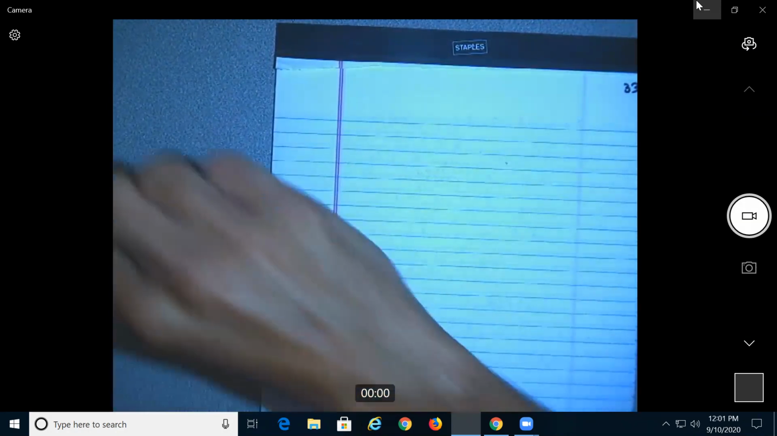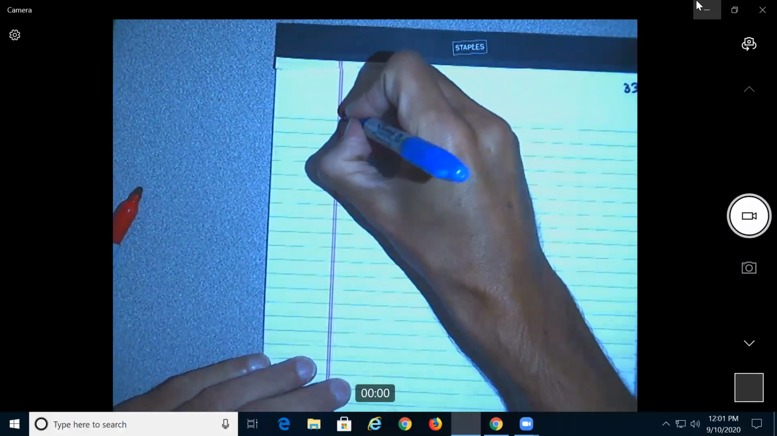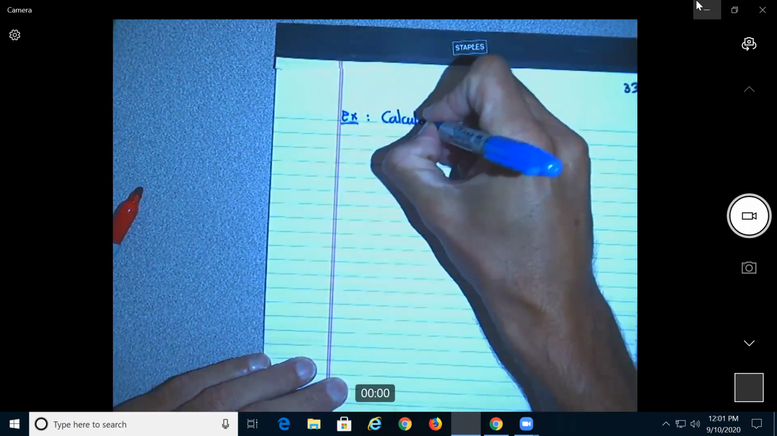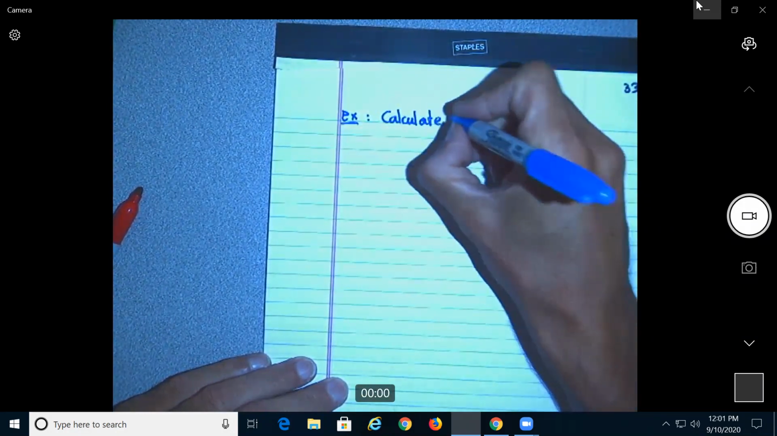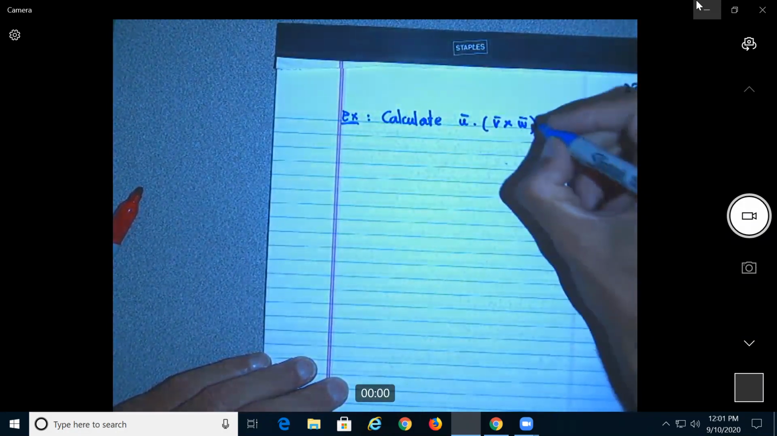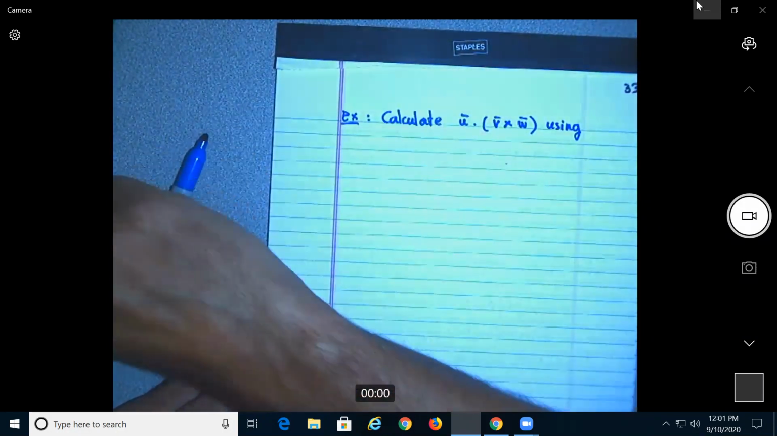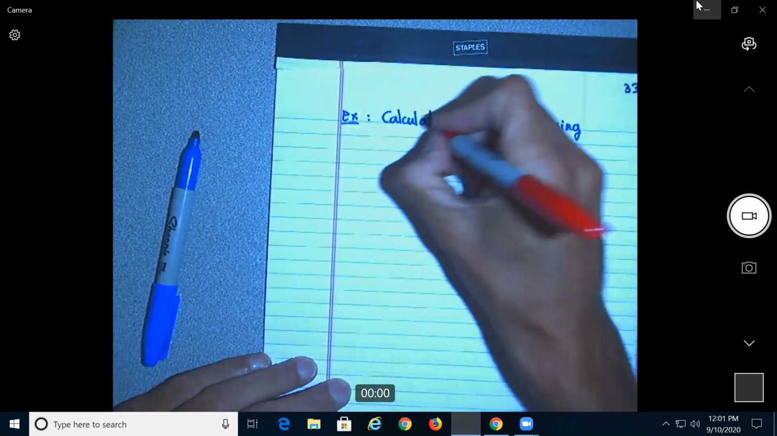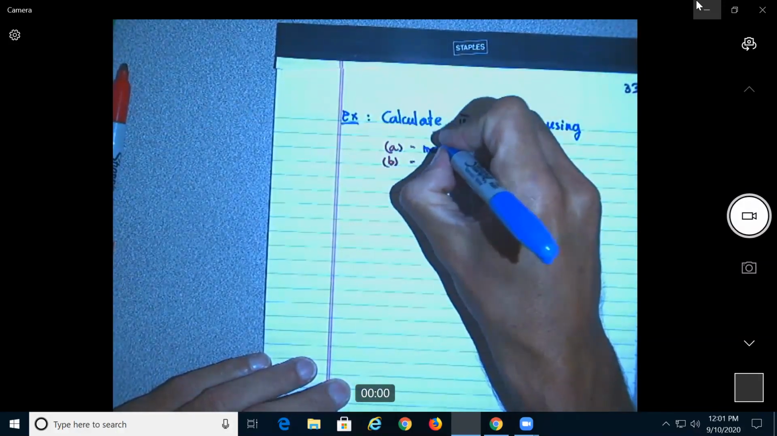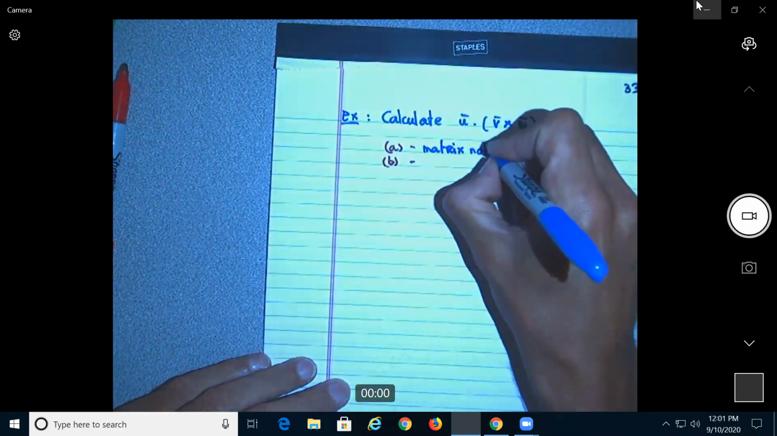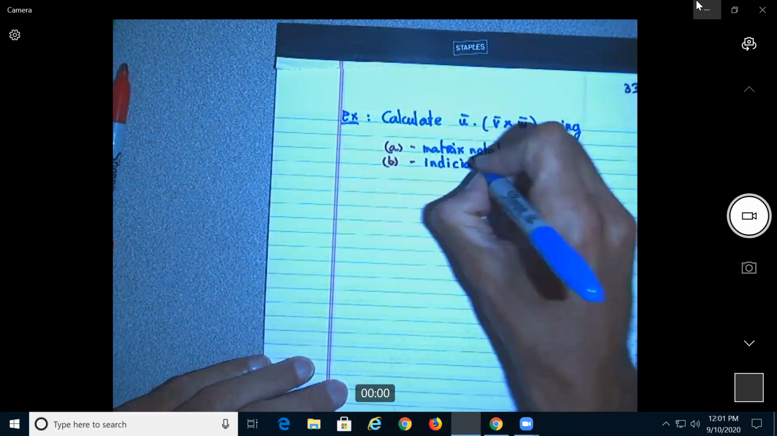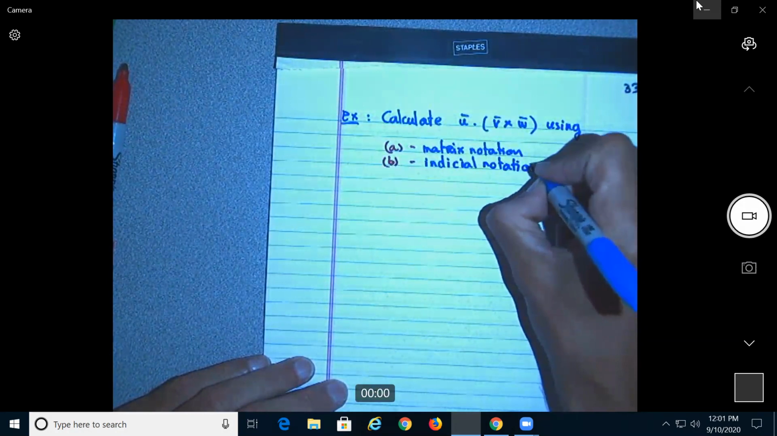So I have two examples. I'm just going to do one of them instead of the two of them. So the example here is, calculate U dot V cross W using matrix notation, and the other one will be using indicial notation.